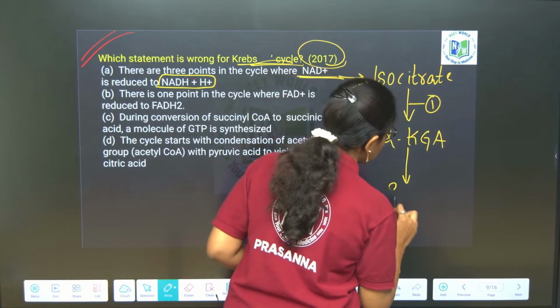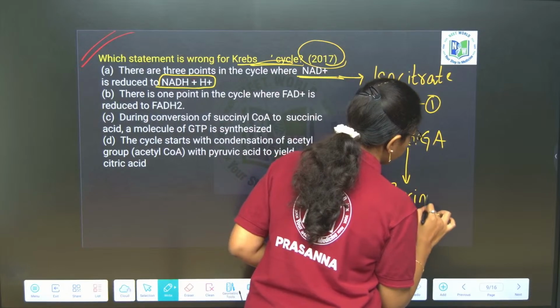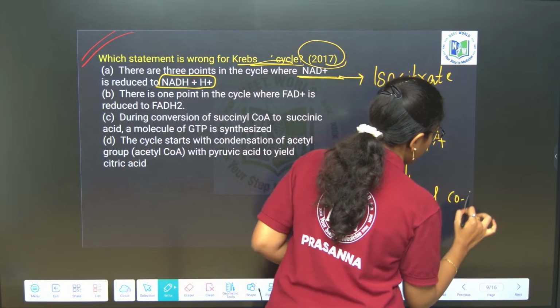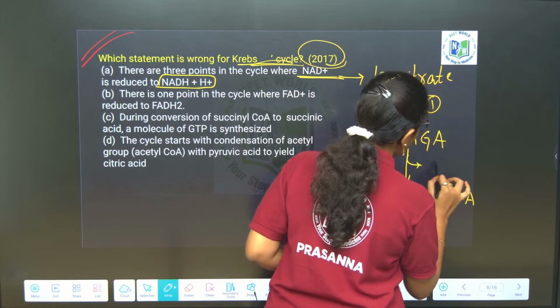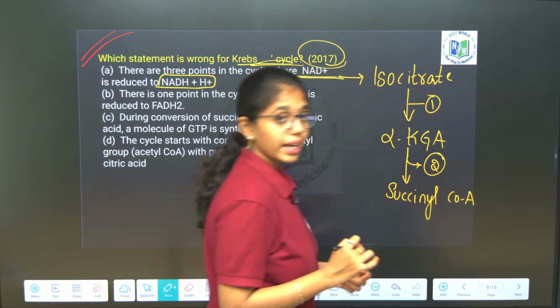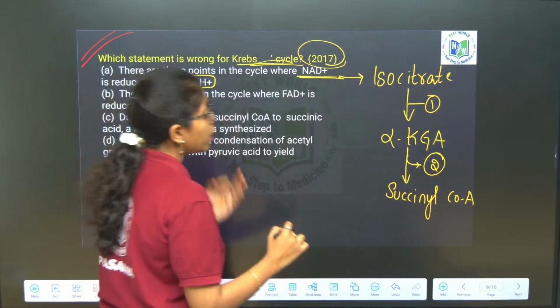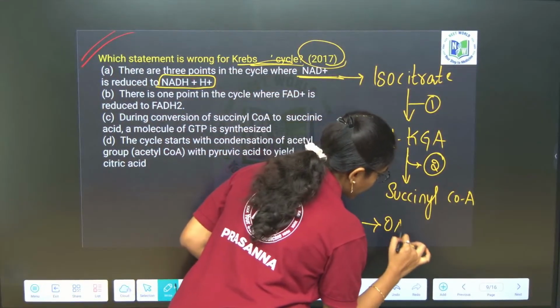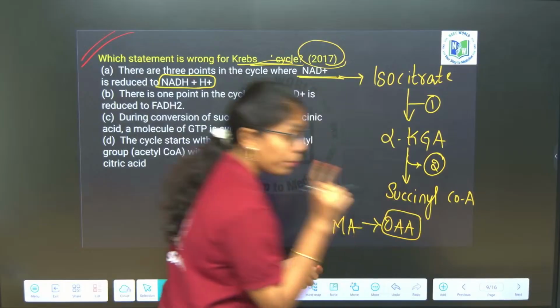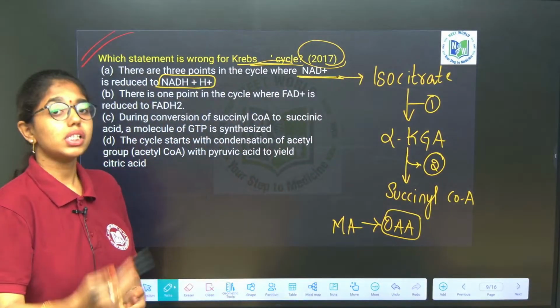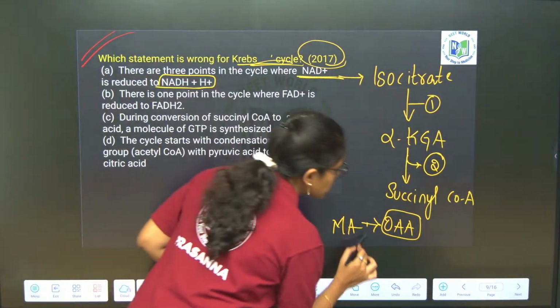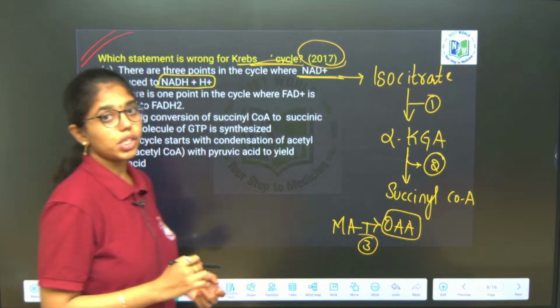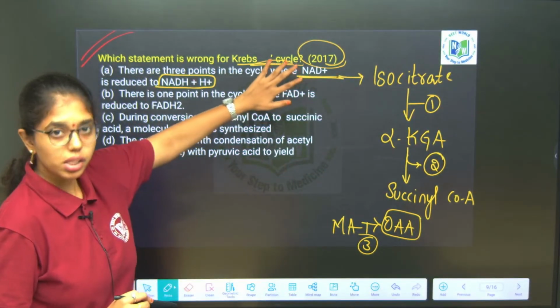to succinyl coenzyme A. This is the second point where NADH is released. And the third point is malic acid to oxaloacetic acid, which is the primary acceptor or the starter for the TCA cycle. This is the third point where NADH is released. So the statement is correct.